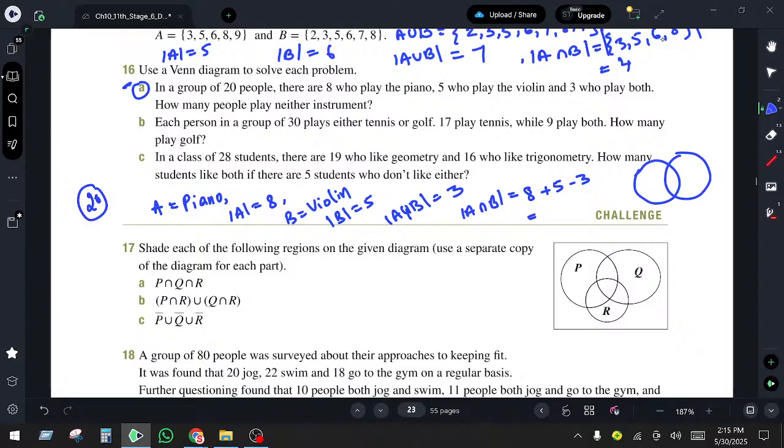Sorry, both means intersection. Both play means intersection. So A intersection B is 3. A is 8, but already 3 is here, so therefore it is 5. B is 5, already 3 here, so it is 2. So total 10 people only. So how many people play neither? Because total is 20, 10 people are there. They will play nothing. Similarly, in the same fashion, you have to apply this logic.